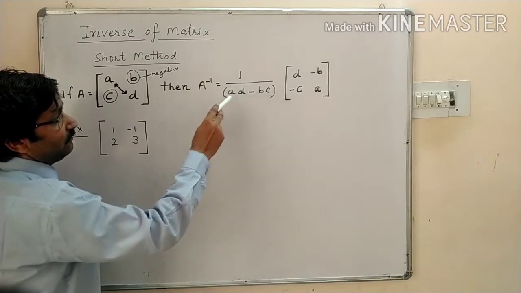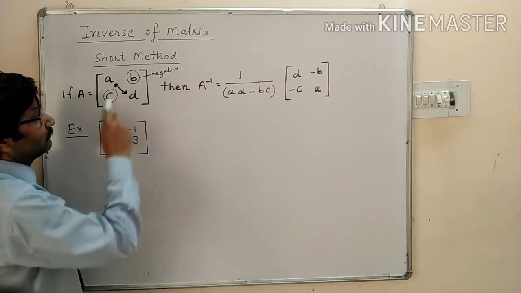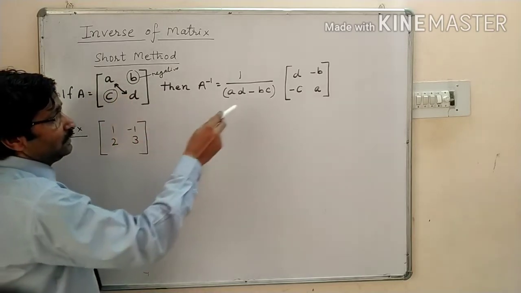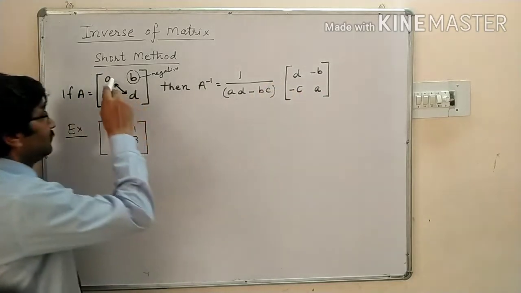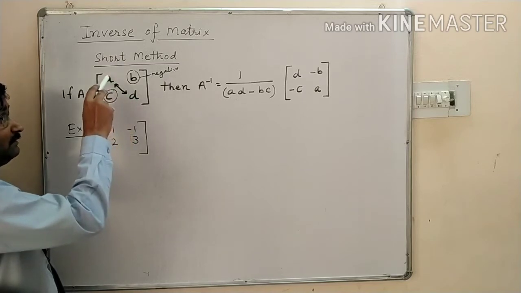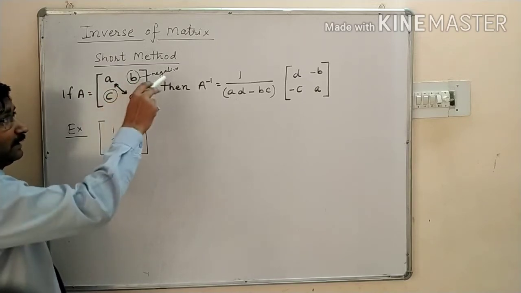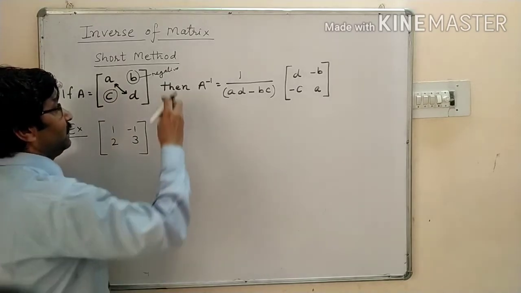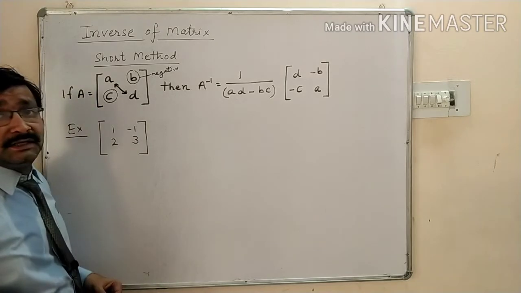ad minus bc, how do we get it? ad is the cross multiply. We multiply a and d, then we multiply b and c, and subtract these two. Next we get this matrix. How do we get it? You interchange a and d. Interchange: d will be above and a will be here. Now the remaining elements you make negative. You will get the matrix. This matrix is the inverse matrix.